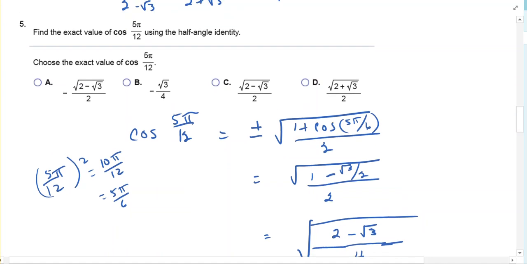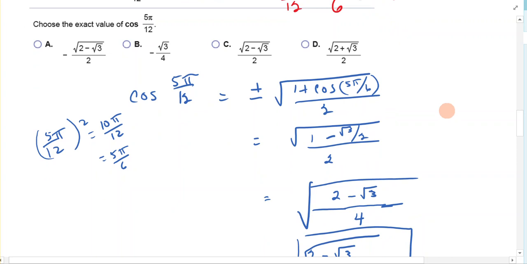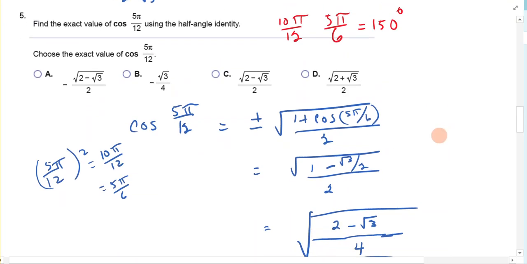Find the exact value of cosine 5 pi over 12. Well, if we double that, we get 10 pi over 12. That reduces to 5 pi over 6, which is equivalent to 150 degrees. So again, we've got a reference of 30. Okay, so 1 plus, and we are doing cosine.